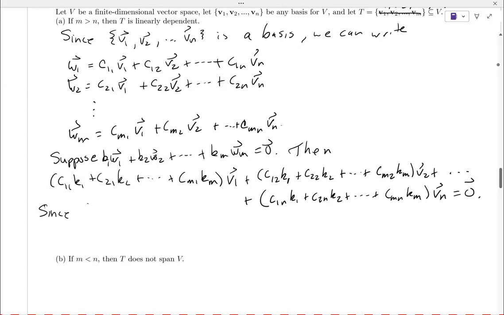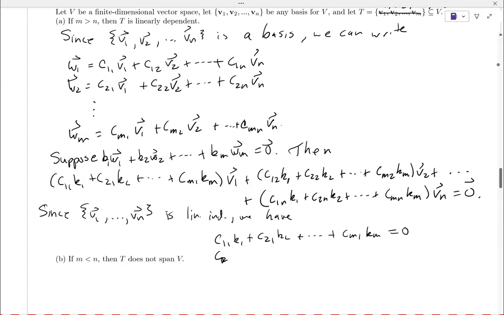So since our set is linearly independent, we have C11K1 plus C21K2 through CM1KM equals 0. Likewise for the second vector, the second coefficient, whatever word I'm trying to use. I have a linear combination of these that gives me the zero vector, so all of the coefficients have to be 0.